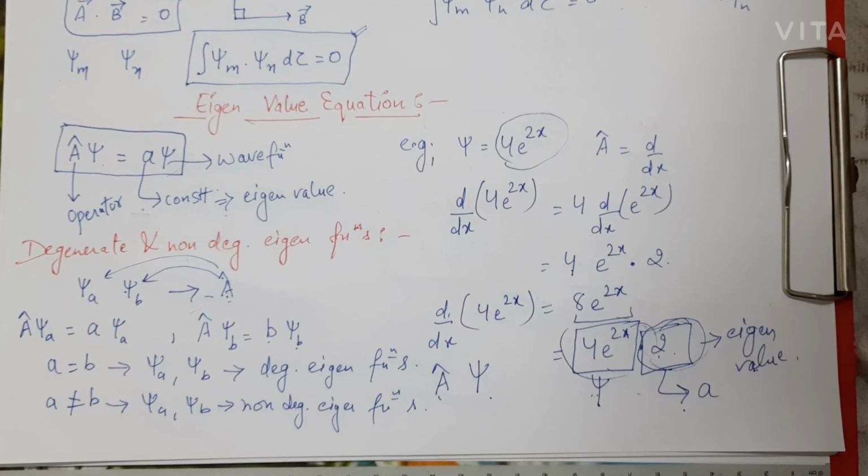So we'll try to cover Hermitian operators in the next video. In this video we have studied about the orthogonal wave functions and the eigenvalue. Also the types of eigenfunctions, that is degenerate and non-degenerate eigenfunctions. In the next video we will start with the topic of Hermitian operators. So that's it for this video.